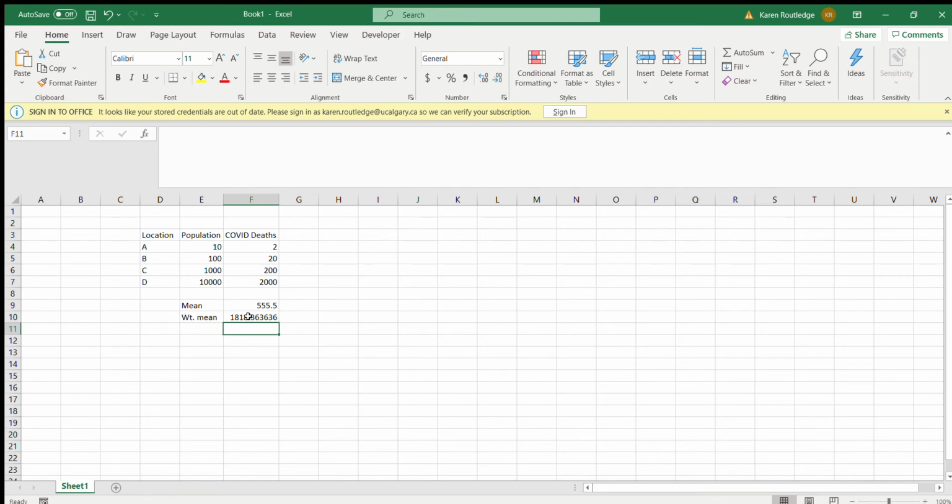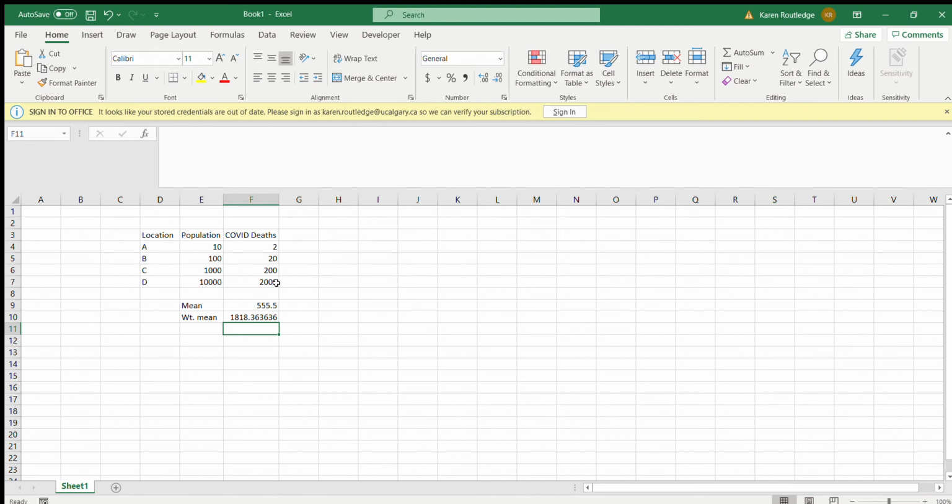Now we have a number about 1800, which is much, much closer to this one, location D, and much, much further away from these two. So from a mathematical standpoint, that makes sense. We took our original data and we are assigning a relative importance based on the population. Well, location D had the highest population, so we're saying this one is the most important. We're going to give it the most weight. And so our summary statistic should follow this value the closest and follow these less closely. And that's exactly what happens.